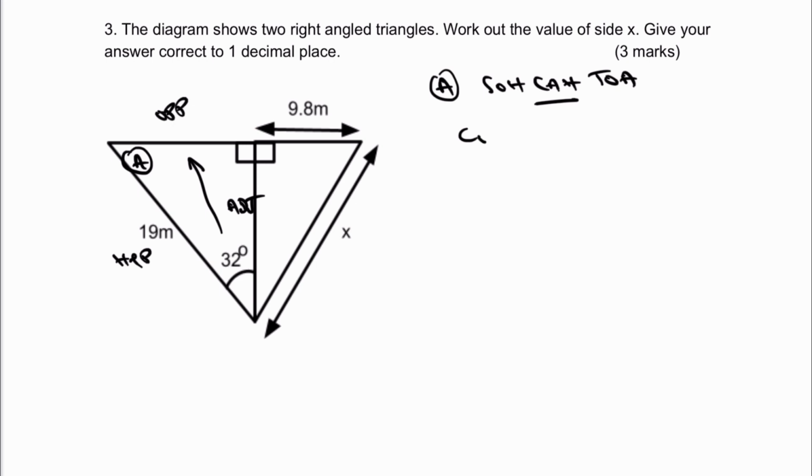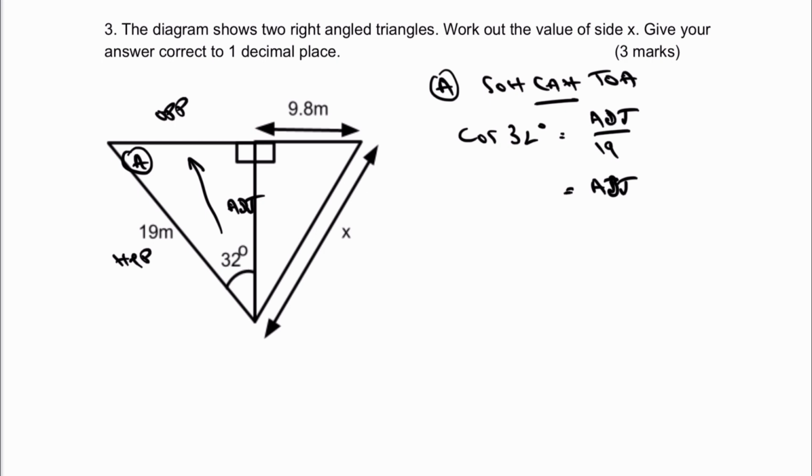So I could write cosine of 32 degrees equals the adjacent, and remember that's the one I'm looking for, divided by the hypotenuse of 19. So therefore, if I want to work out the adjacent, I'm going to multiply the cos of 32 by 19, and I'm going to get the adjacent.